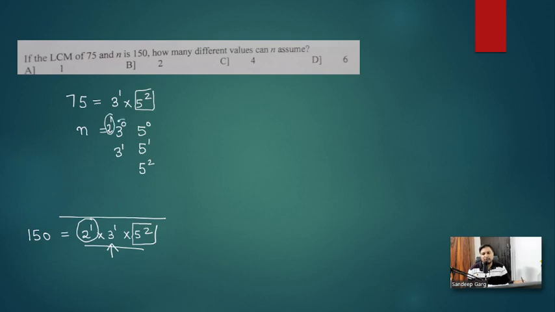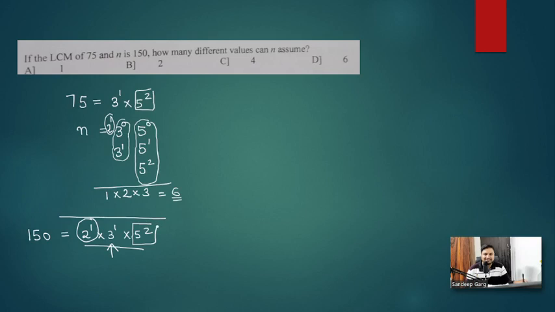Here we have to take two values. We can take any value from these two, that is 3 raised to power 0 or 3 raised to power 1. And here we can take any value from these three values, 5 raised to power 0, 5 raised to power 1 or 5 raised to power 2. So this is one value, these are two values, and these are three values. And if we multiply these three, we get 6.